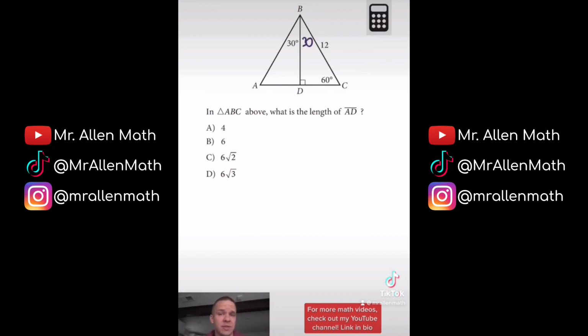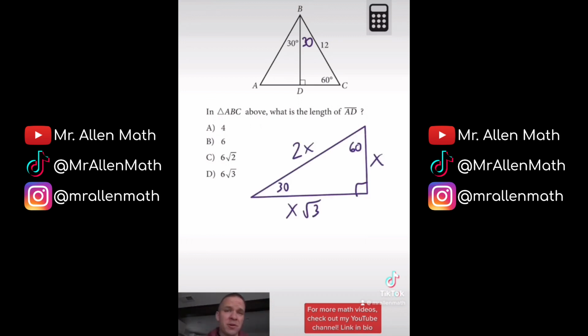Perhaps we review our 30, 60, 90 triangles. So in our 30, 60, 90 triangles, our shortest side is across from our smallest angle, which is the 30-degree angle. We can label that X.